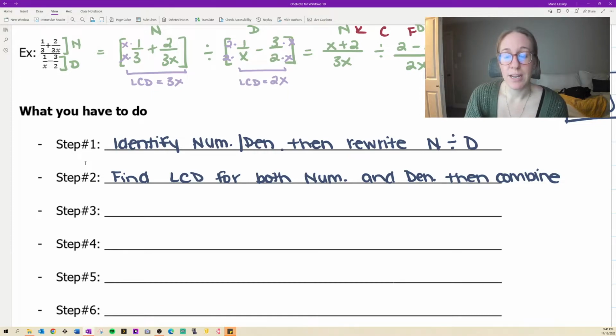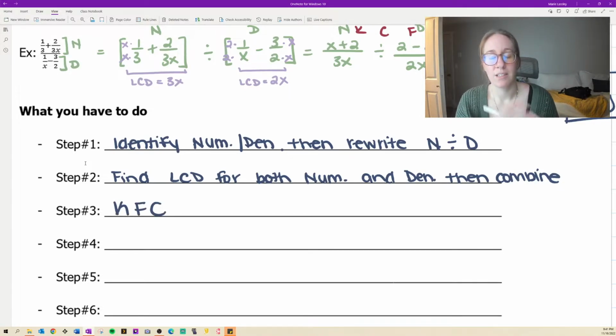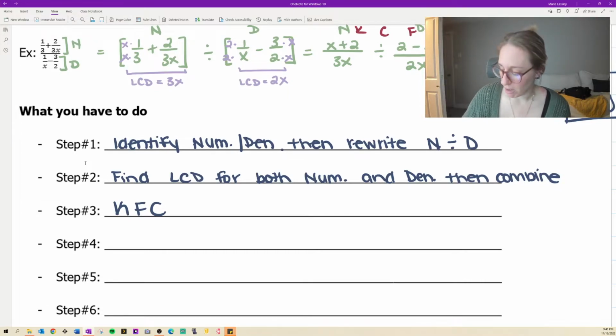Step 3 is going to be keep, change, flip. So step number 3 is keep, flip, change, or keep, change, flip. So that's applying the division property. Step number 4, multiply across.